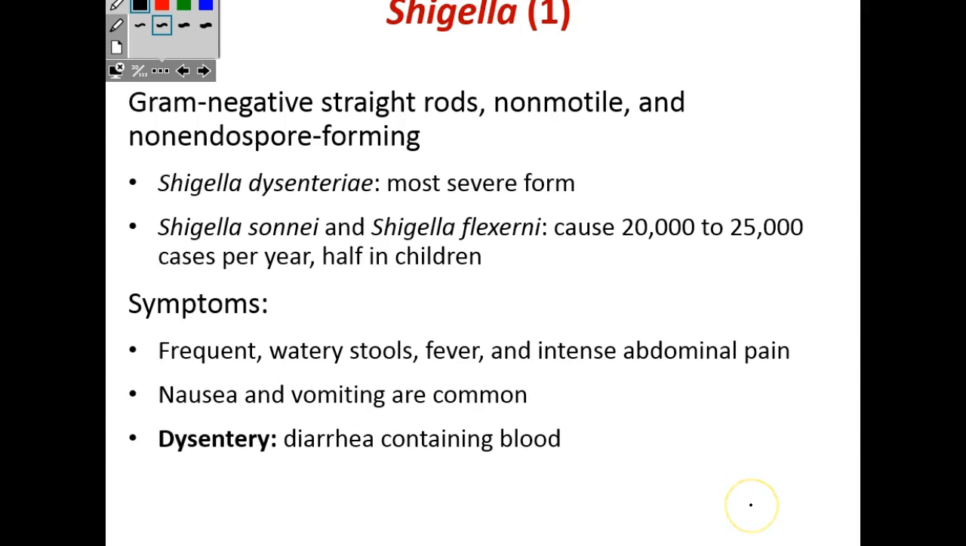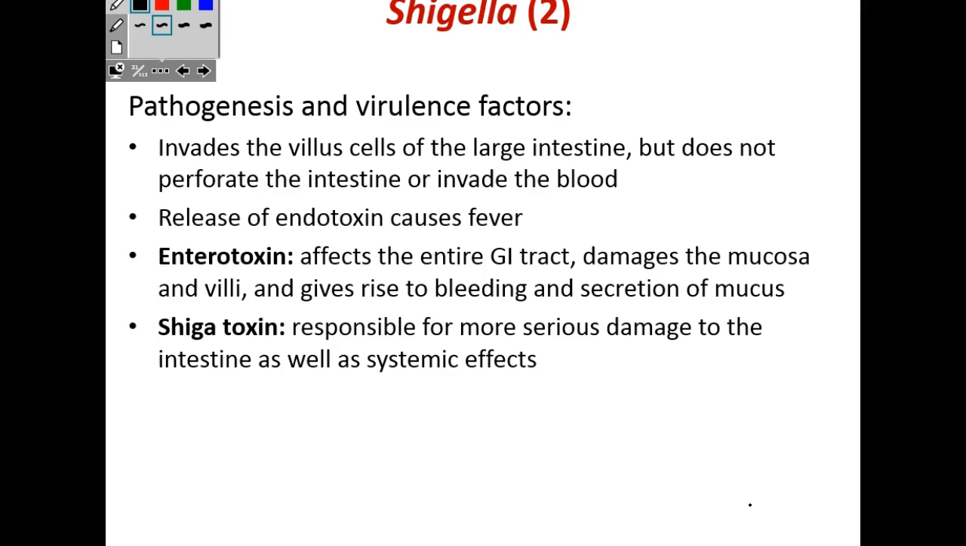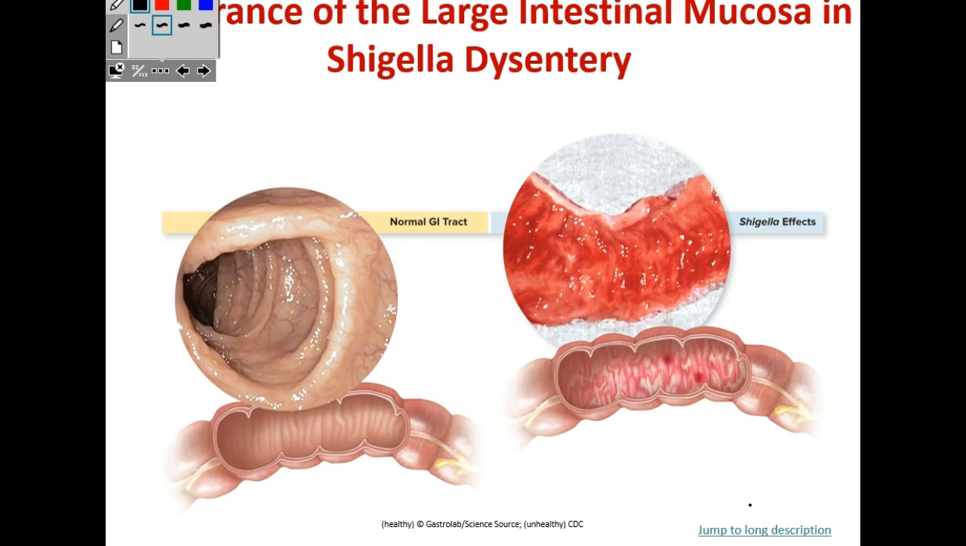All right. With Shigella, the dysentery is diarrhea that contains blood. Shiga toxin is responsible for more serious damage to the intestine as well as systemic effects. The appearance of the large intestinal mucosa in Shigella dysentery: here's a normal GI tract, and here are the Shigella effects.